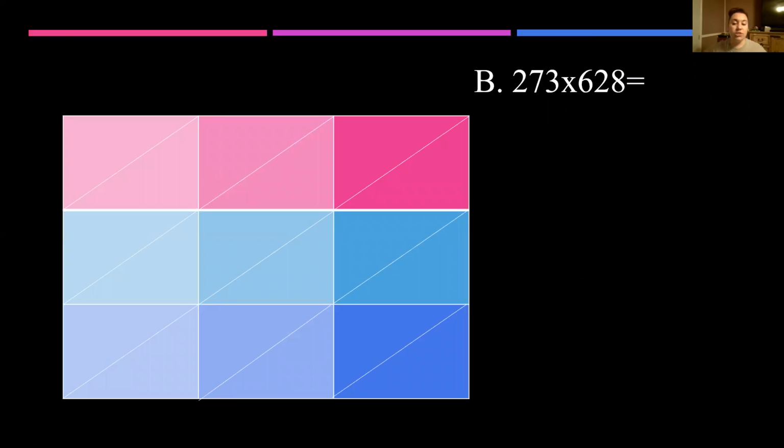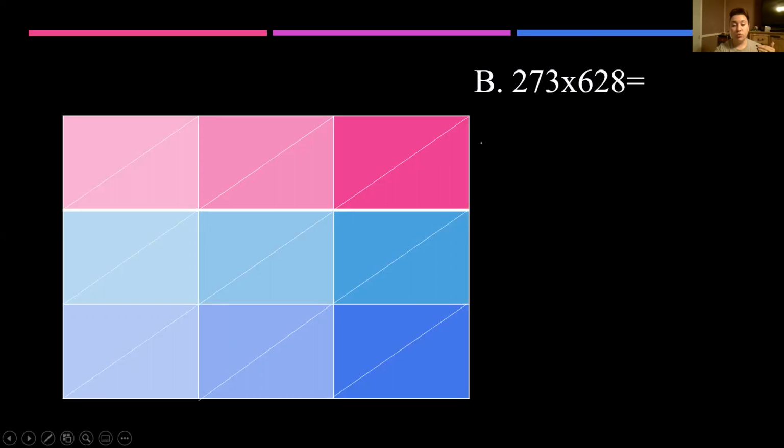So now let's try a bigger square and bigger numbers. So you need as many squares across and down as many numbers as you have in each. So if you have 273 and it contains 3 numbers, then you'll need 3 squares going across.